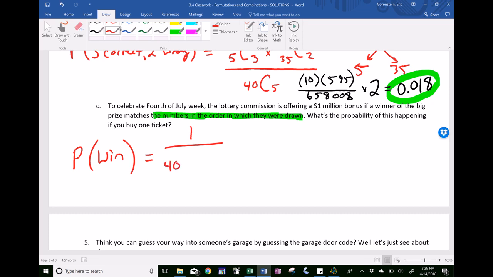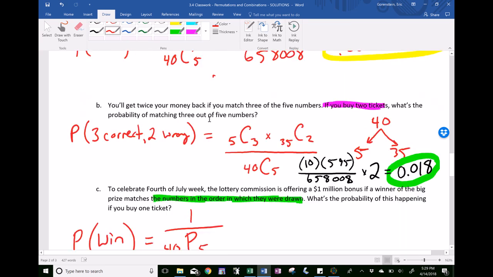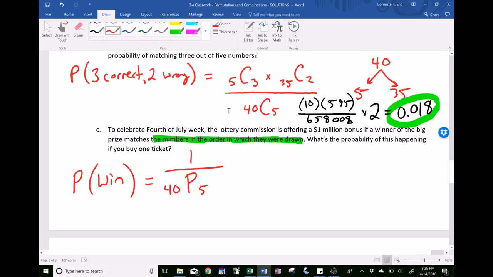40 permutation 5. So in part A, we had 1 divided by 40 combination 5. In this case, order did not matter. And now for part C, we're switching to order does matter, $1 million bonus. So probability of winning 1 divided by 40 permutation 5. And what is 40 permutation 5?